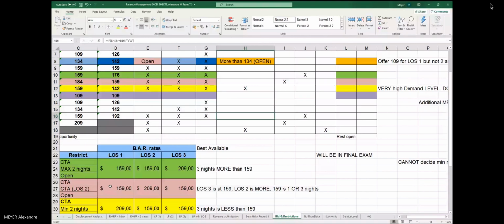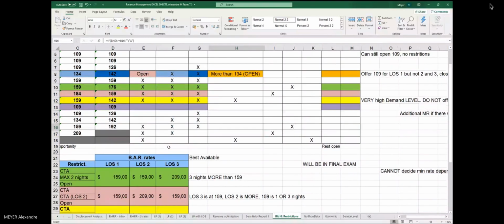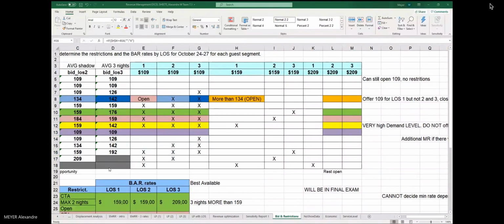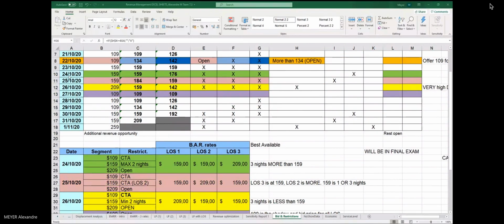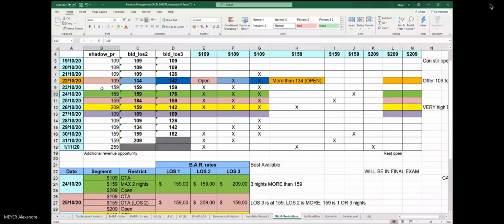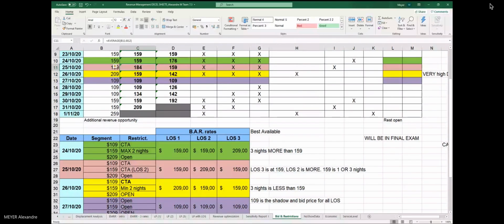And then if you're looking at the BAR rates, the BAR rates tell you the minimum best available rates. So on the 24th, right here, your best available rate is 159, because you cannot sell a room for less than that. On the 25th, your best available rate for LOS 1 is 159. Again, because there is no room that is going to bring you any less than that. So you'd sell minimum for what it's worth. I hope that makes sense for bid pricing, and it adds a little bit.